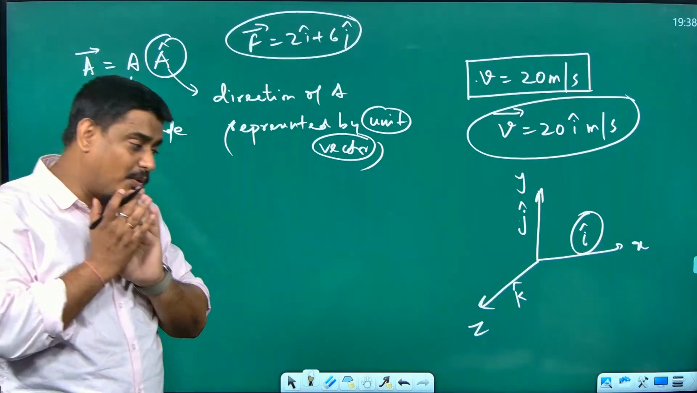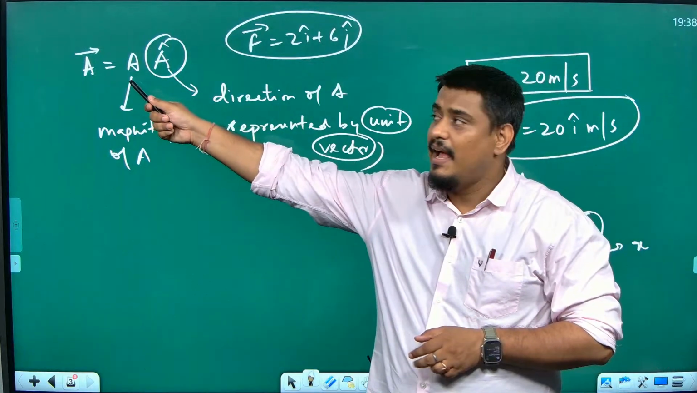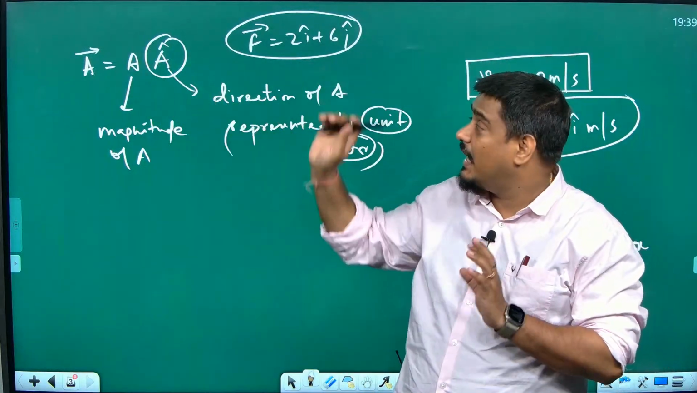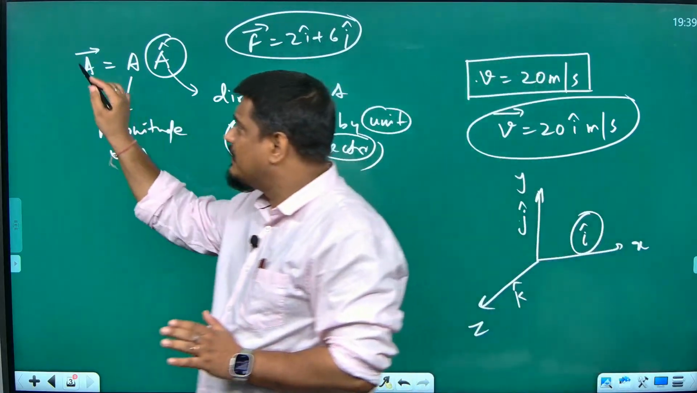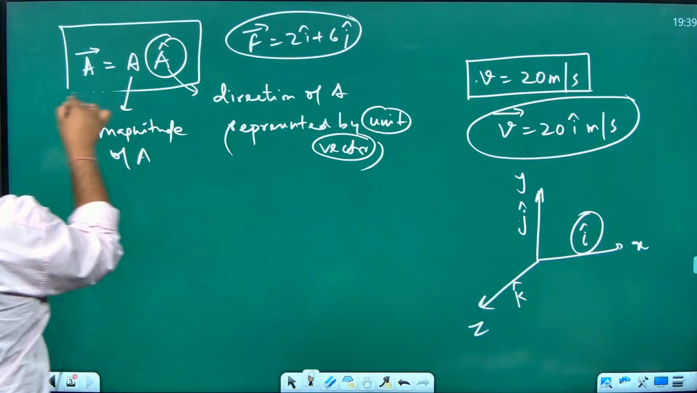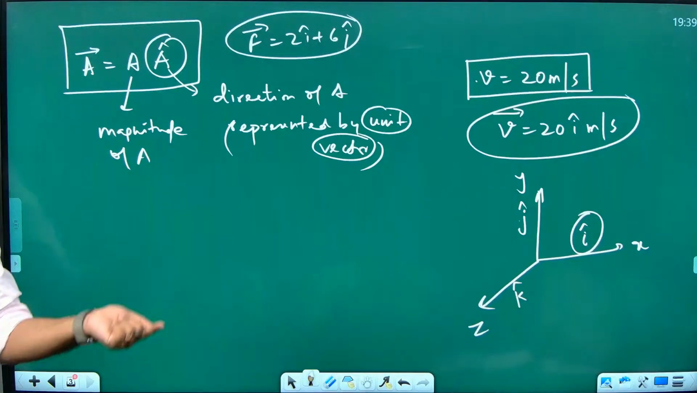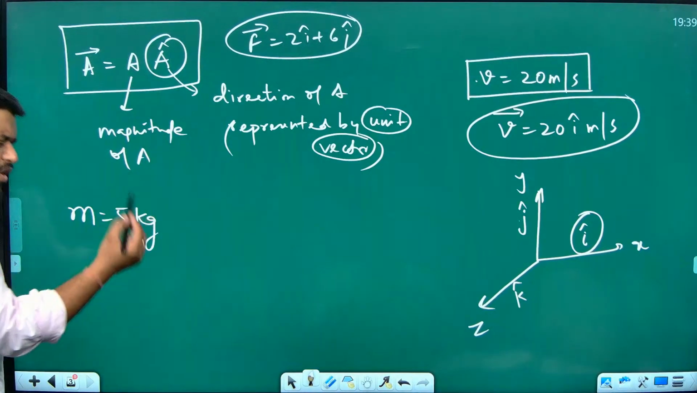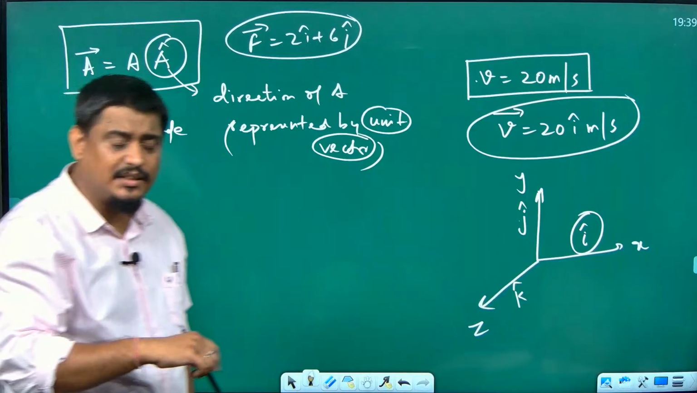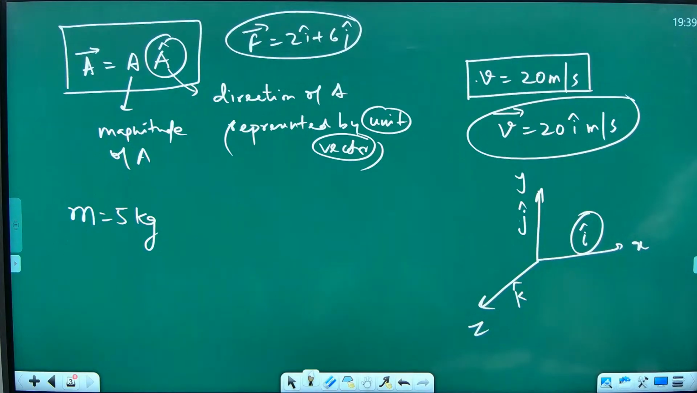So vector quantities are those quantities which have a magnitude and have a direction, and they obey vector laws of operations. Whenever we represent a vector quantity, we represent it by putting an arrow over it. Otherwise, it is its magnitude. If I am writing m is equal to 5 kg, it's wrong to say that mass is 5 kg. The correct way of saying is magnitude of mass is 5 kg. That is a professional way of saying.